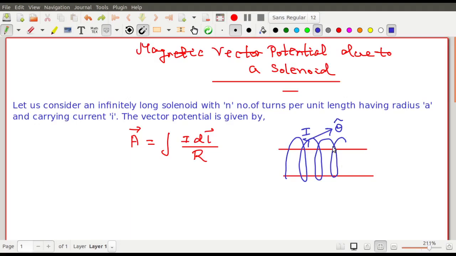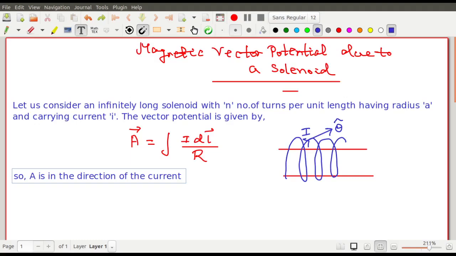If this is your circle, then z cap is this one. This is the direction of your z cap. Got the point? So that is why the current over here is in the direction of theta cap. So now you understand how important the cylindrical coordinate system is, right? Okay, so here you may write, therefore A vector is in the direction of the current and that is theta cap.